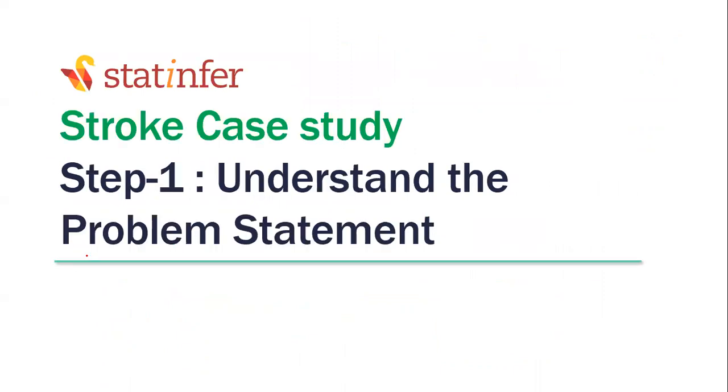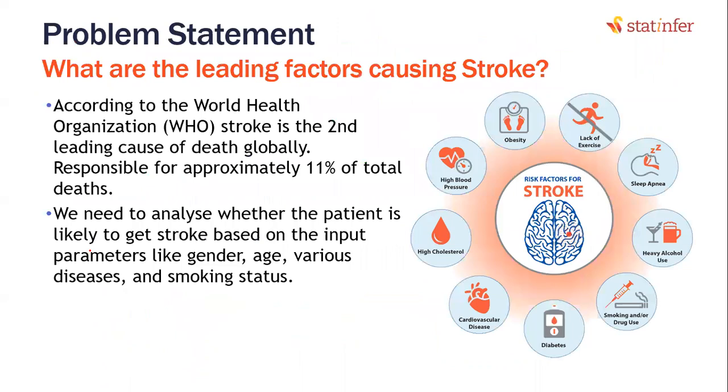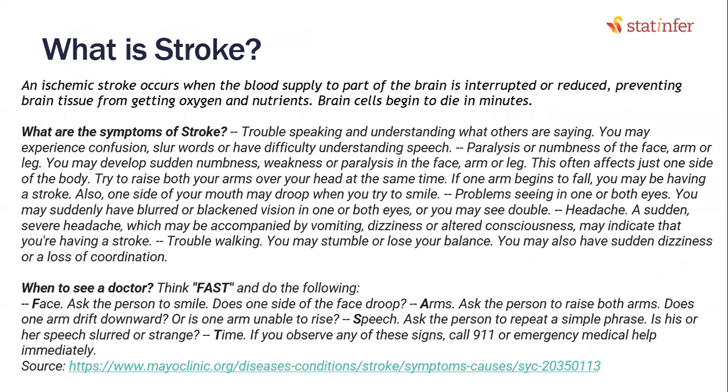So let us understand the problem statement. That is step one. According to the World Health Organization, stroke is the second leading cause of death globally. Mostly in the USA, a lot of people get affected with stroke. There are so many reasons why people get affected with stroke. And this is additional information about stroke.